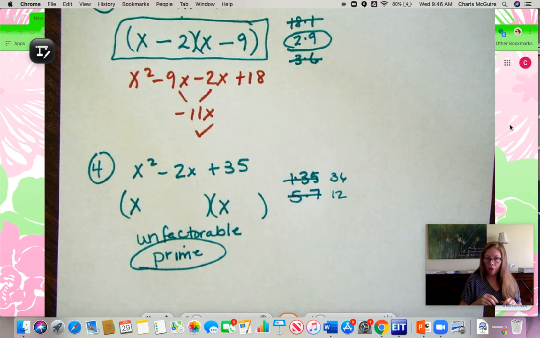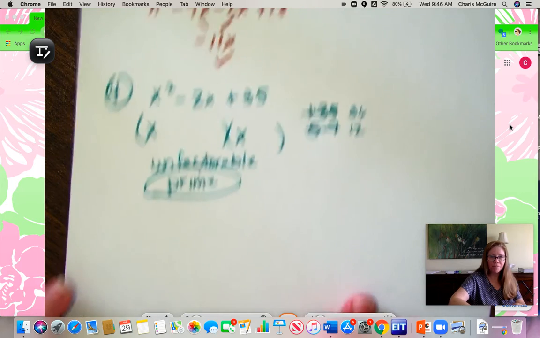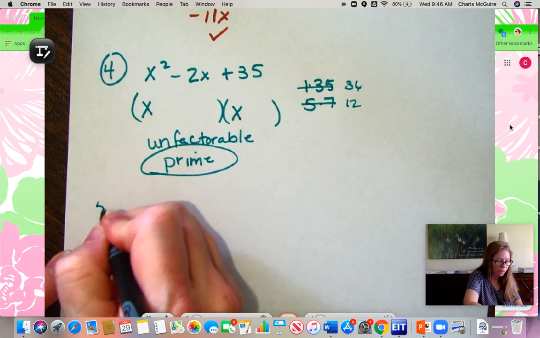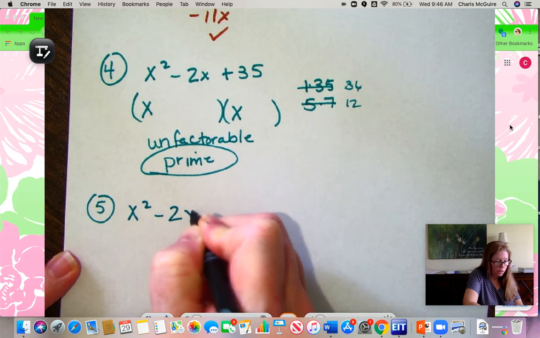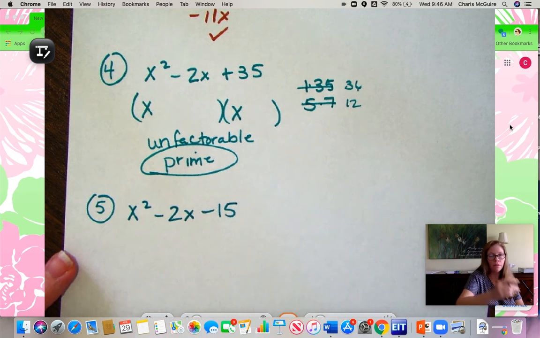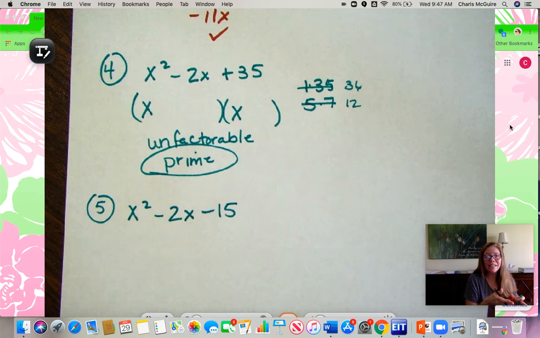All right, I got another one for us. You ready? Number 5, x squared minus 2x minus 15. Hopefully I did a better job with this one. Let's check this out. Now you notice the signs have changed. I changed the signs on you, but the system is still the same. Look for the GCF. No GCF yet.